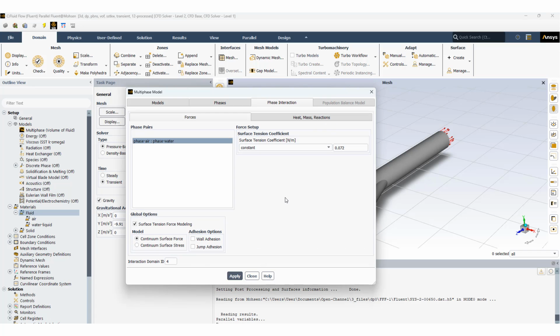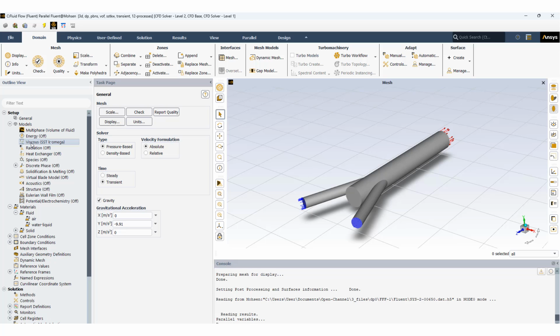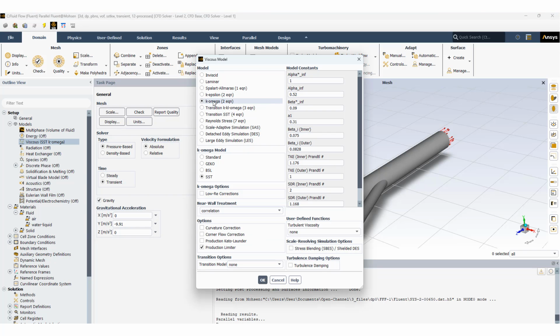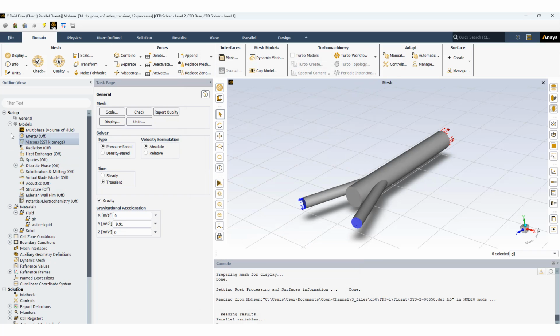We also have to tell Ansys Fluent about the interaction between the phases. I consider constant surface tension, which is 0.072 Newton per meter, and also the model for the surface tension, it is just continuum. So the volume of fluid method is now set up. By default, for the turbulence modeling, we have k omega SST. I just keep it as is.